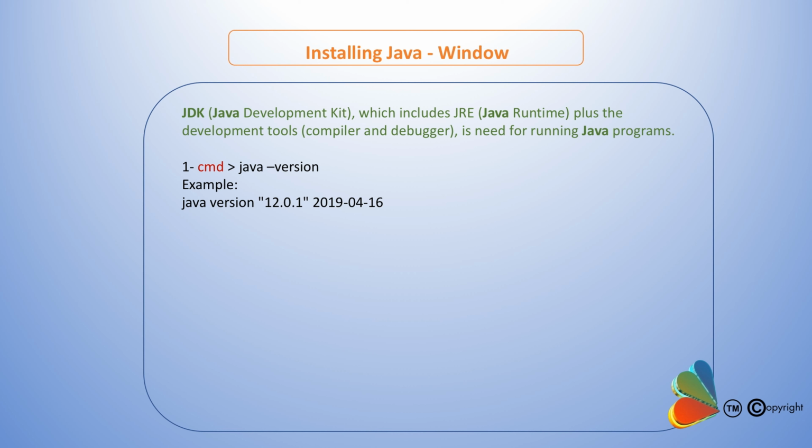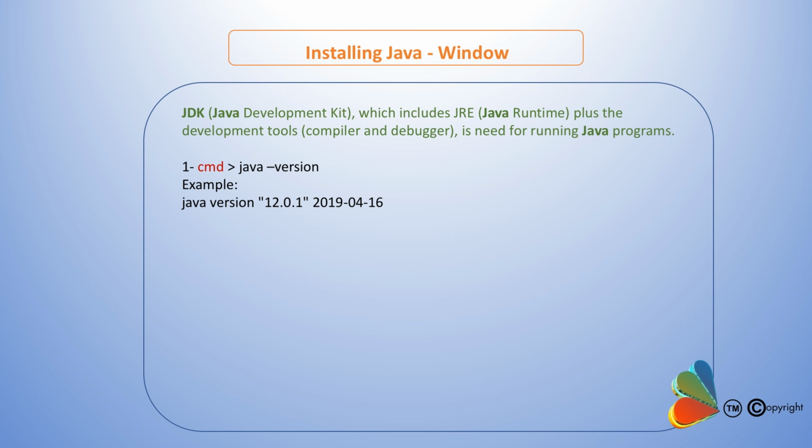Installing Java on Windows. JDK, Java Development Kit, which includes JRE, Java Runtime, plus the development tools, compiler and debugger, is needed for running Java programs. Number 1. I am going to show you how to download and install Java on your Windows computer.